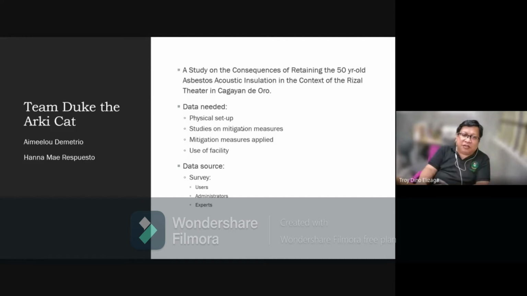So data source, I think survey or even interviews with users, administrators, and experts. But I think this should be more on interviews, no, rather than survey. And then literature search for the studies, and of course site visit for the physical setup.